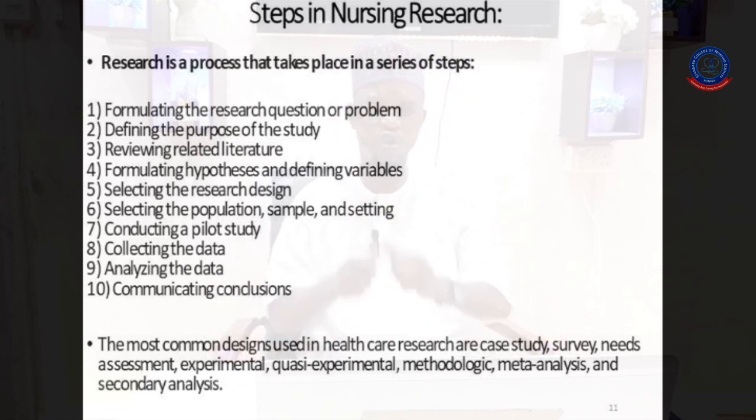Then the tenth one is communicating your conclusion. You have to make your conclusion, your findings known. You have to conclude, okay, at the end of my research, I was able to get this, and this. Then you make an informed decision. You now make a way forward. The most common designs used in healthcare research are case study, survey, needs assessment, experimental, quasi-experimental, methodologic, meta-analysis, and secondary analysis. These are different ways in which you can design your research.